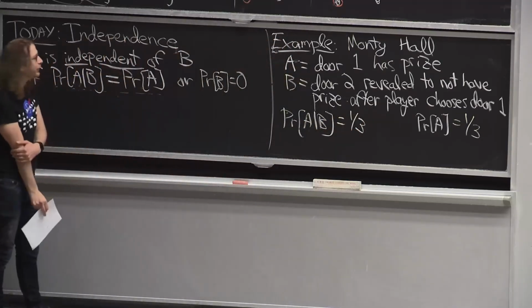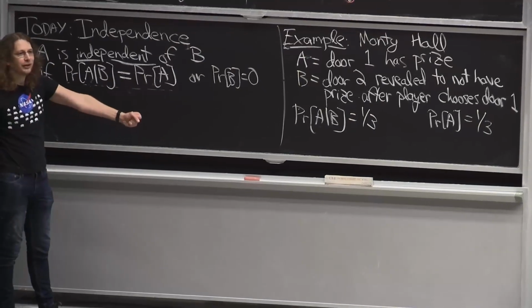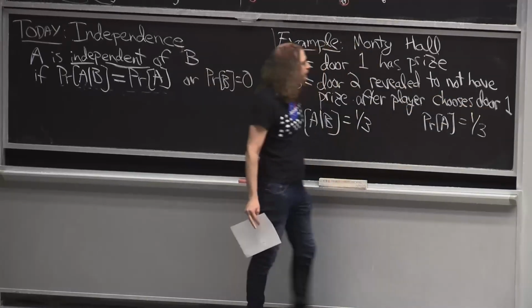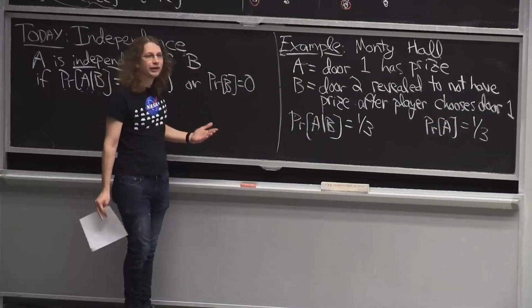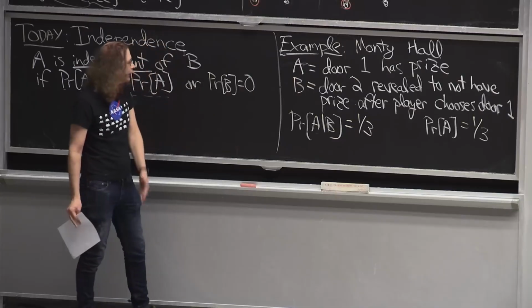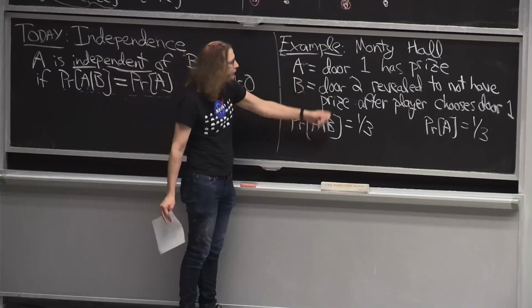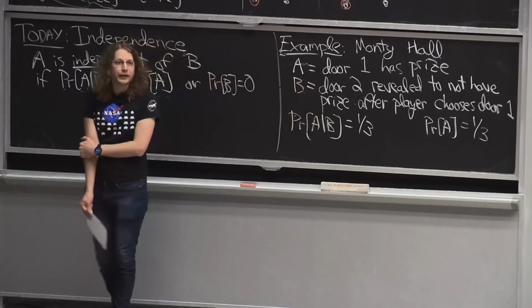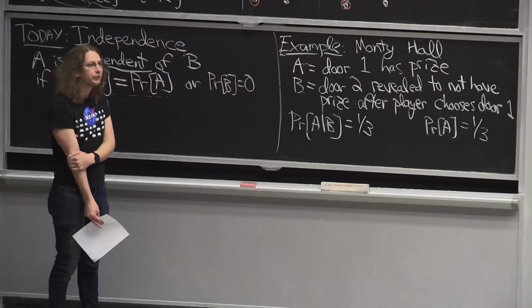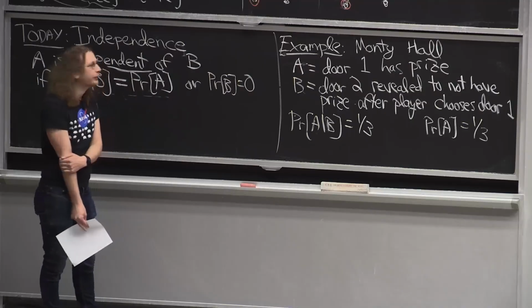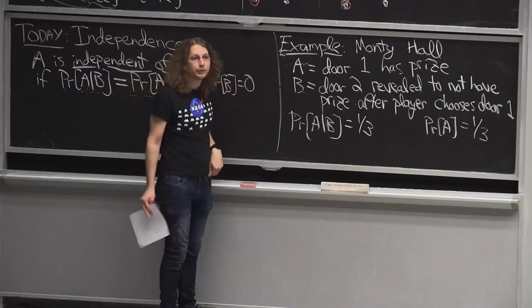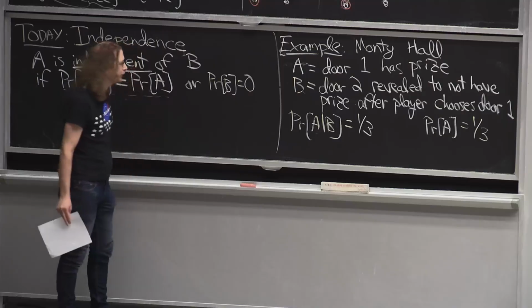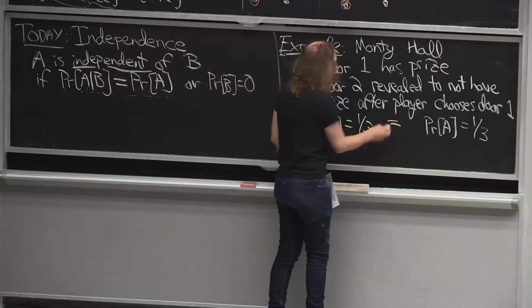Because what we computed was the probability of the switching rule winning. So we're supposing here the player chose door 1. And so in the switching strategy, conditioning on B means that the player chose door 1, and door 2 was revealed not to have the prize, and so we would switch to door 3. And we worked out that the winning probability in the switching strategy was 2/3. So that means the probability that door 1 has the prize must be 1/3, because the probability that door 3 has the prize is 2/3. And 1 minus 2/3 is 1/3. So indeed, these are equal, and the events are independent.